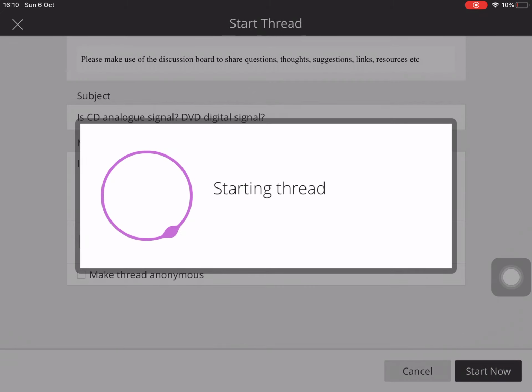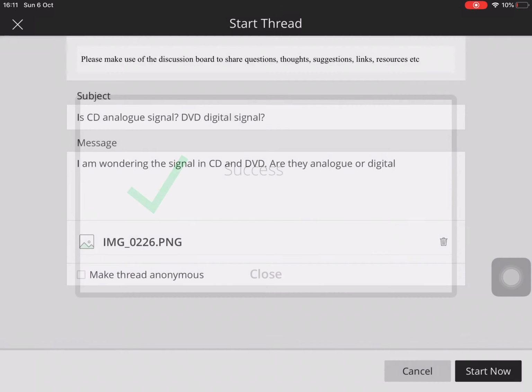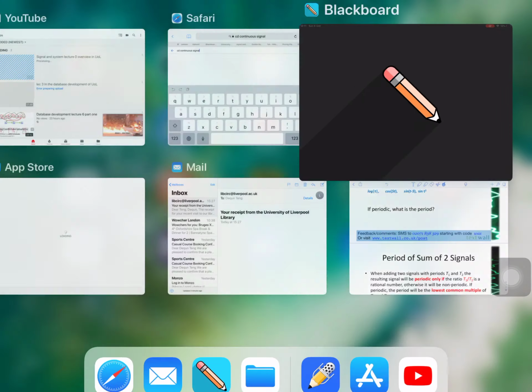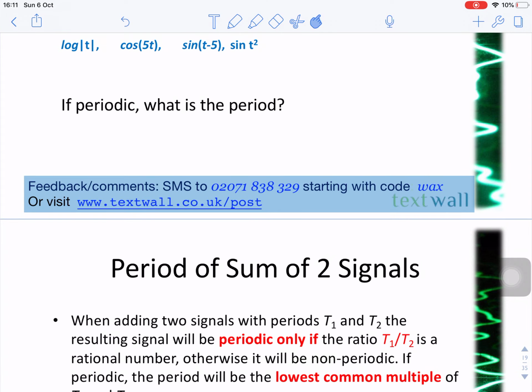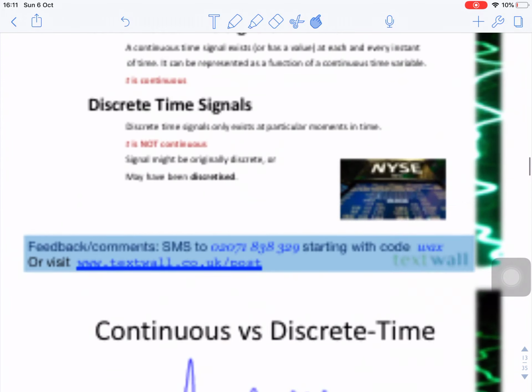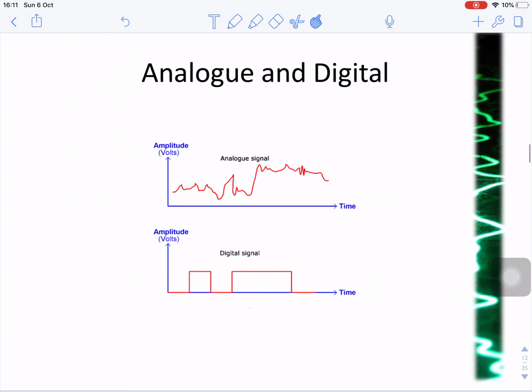Okay, this is about whether CDs and DVDs are analog or digital. Cool, so let's continue talking about that. The analog and digital distinction is about whether there are infinitely many values or finite values. Analog signals have infinite values, while digital signals have finite values.